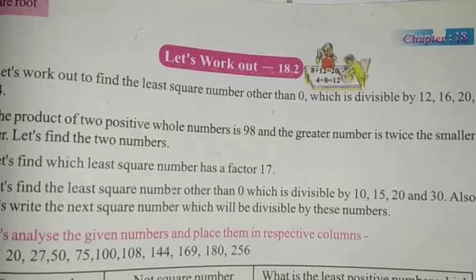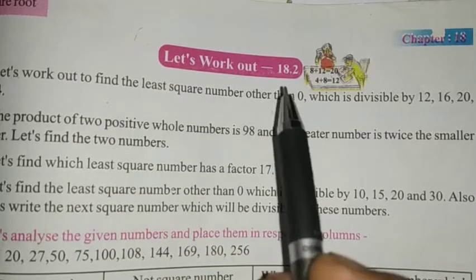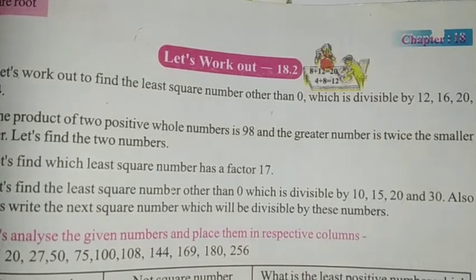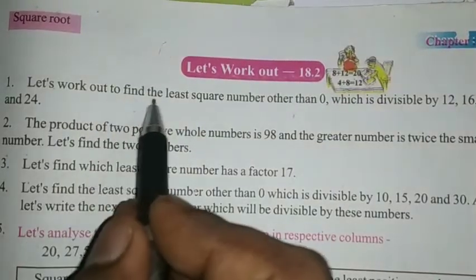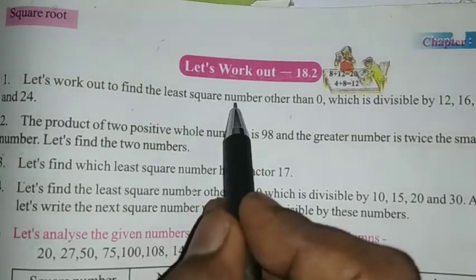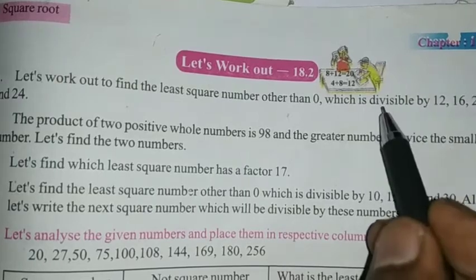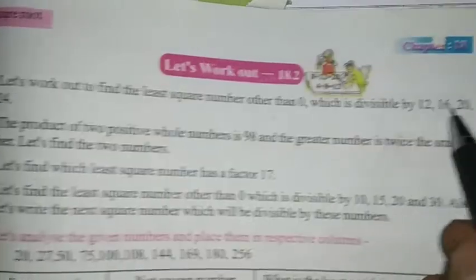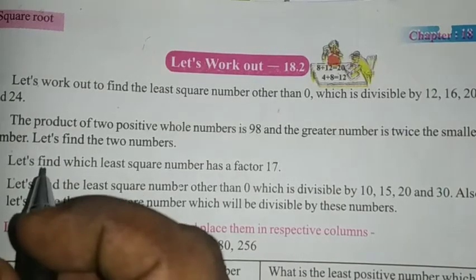Okay. So let's work out 18.2. Let's start with the first one. So let's work out to find the least square number. Remember, this square number is mentioned other than 0, which is divisible by 12, 16, 20 and 24. Similar problem. So let's solve this.